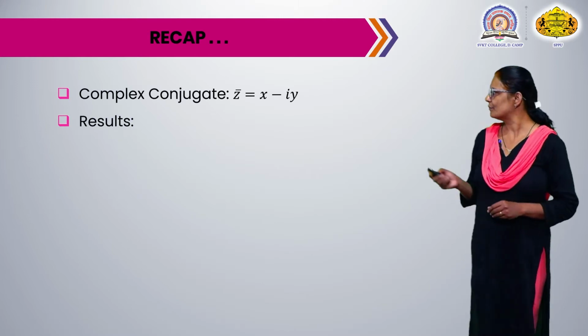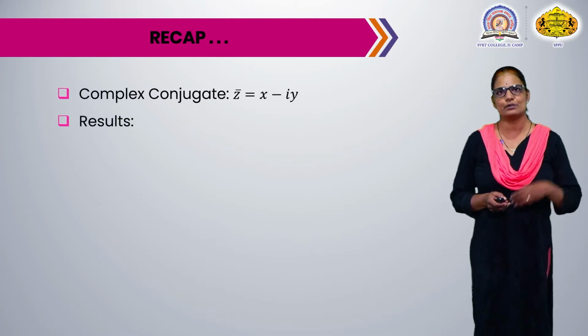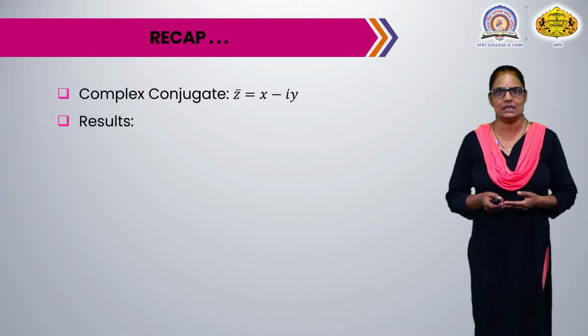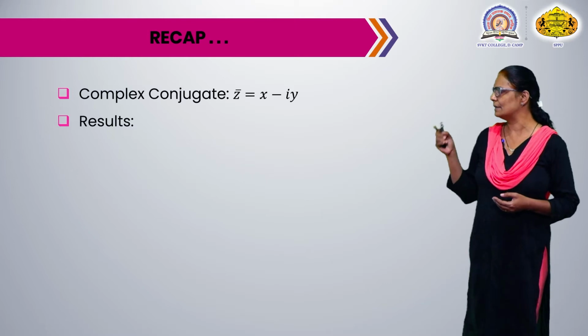In the last lecture we have studied complex conjugate. Suppose we are given the complex number z equals x plus iy. Then its complex conjugate is denoted by the symbol z bar, and z bar is equal to x minus iy.